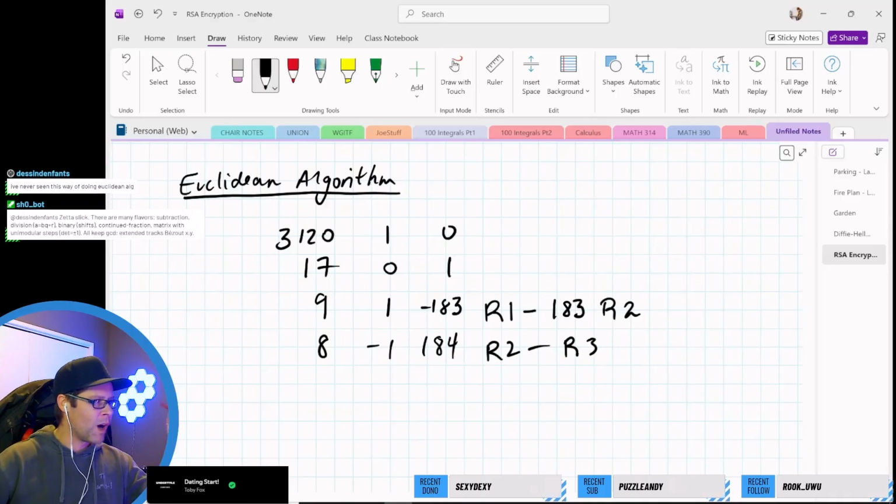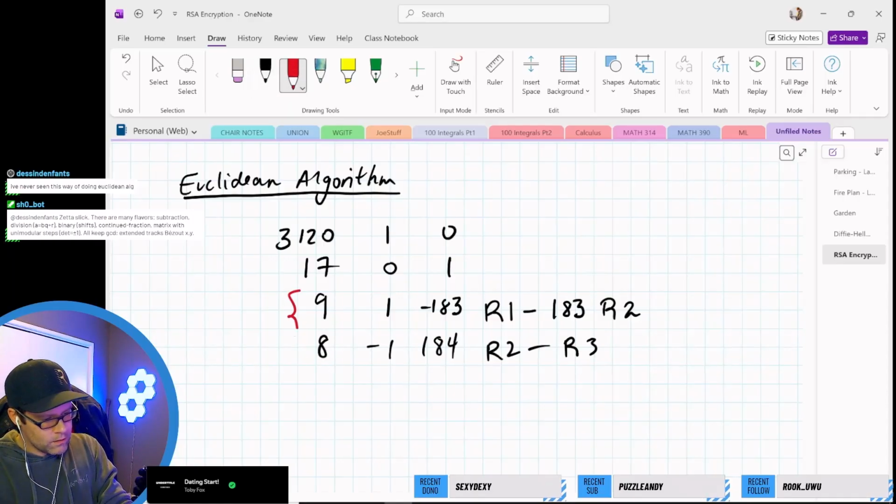Yeah, it's a Bézier problem. Yeah, exactly. Bézier's algorithm. There are many flavors: subtraction, Bézier's division, binary, shifts, continued fraction, matrix with unimodular steps. All keep GCD, extended tracks, Bézier XY.